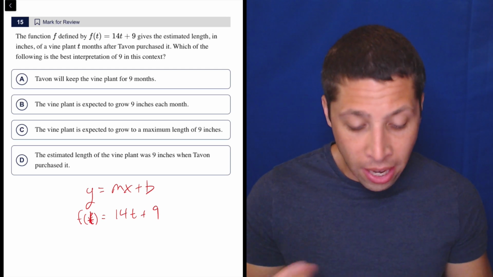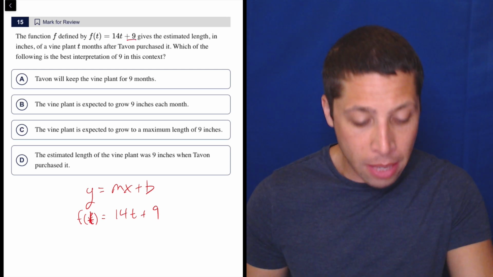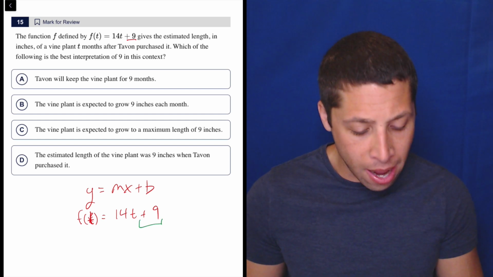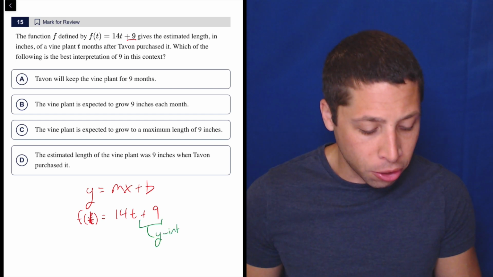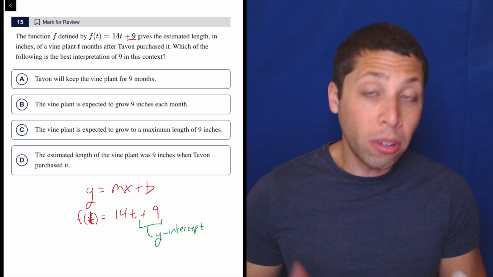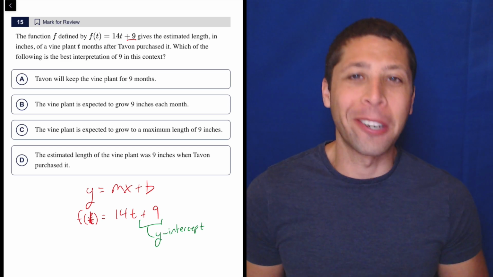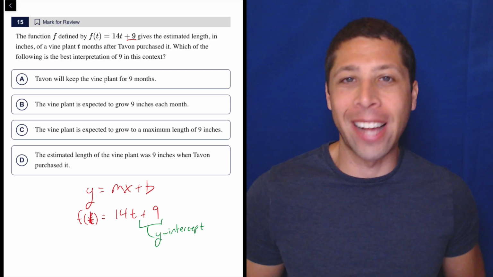Well, they're just saying to interpret the 9, right? If we were thinking about this just in terms of a y equals mx plus b line, we should know that the 9 is the y-intercept. But when we have a story, the y-intercept isn't just going to be called the y-intercept, because in real life, we don't use that term. That is a very specific to math class kind of term.